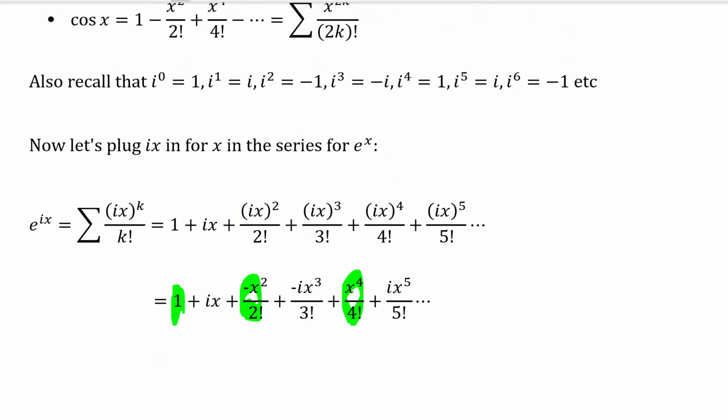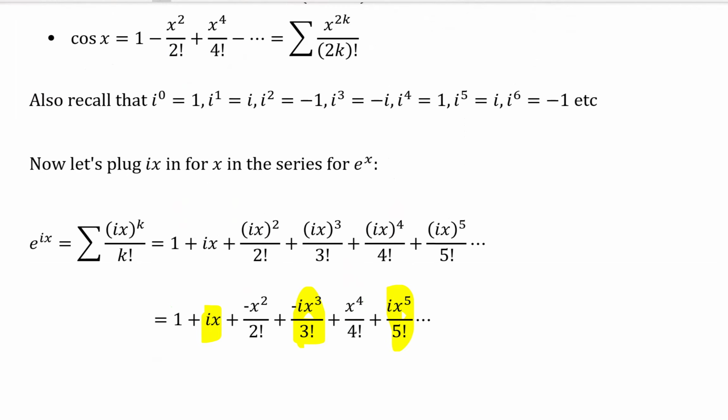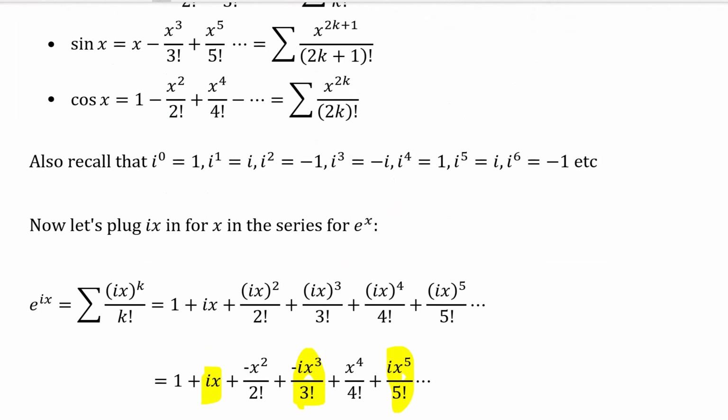Wait a second. Doesn't that remind you of this series? 1 minus x squared over 2 plus x to the fourth over 4. That's the same as that series. Okay? And the imaginary terms are the every other term that remains, and that should look like this series. We've got an x, a negative x cubed over 3 factorial, an x to the fifth over 5 factorial, etc. Oh, okay, pretty neat stuff.